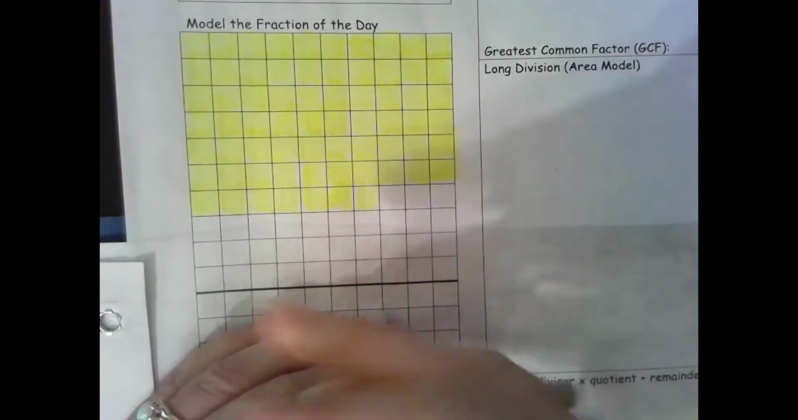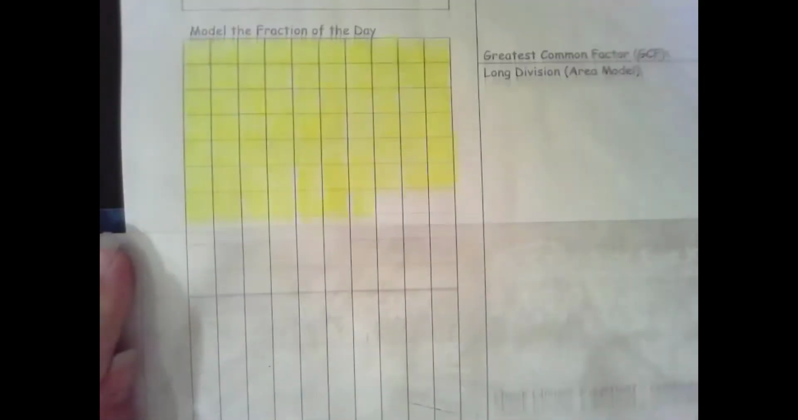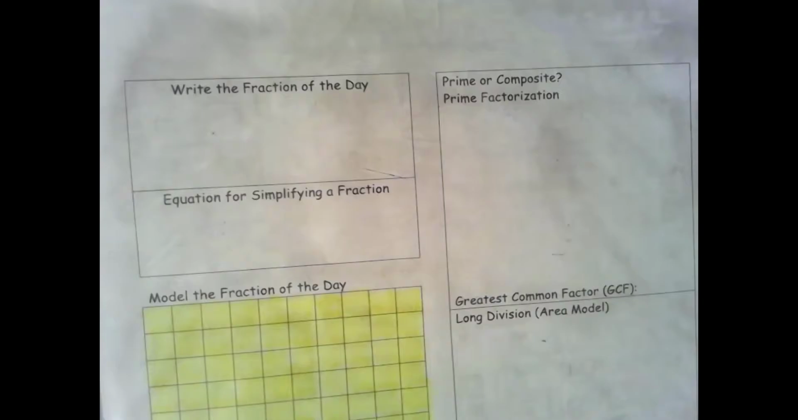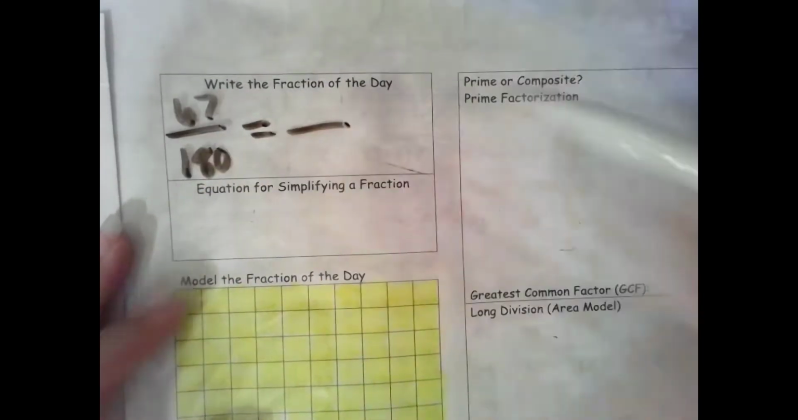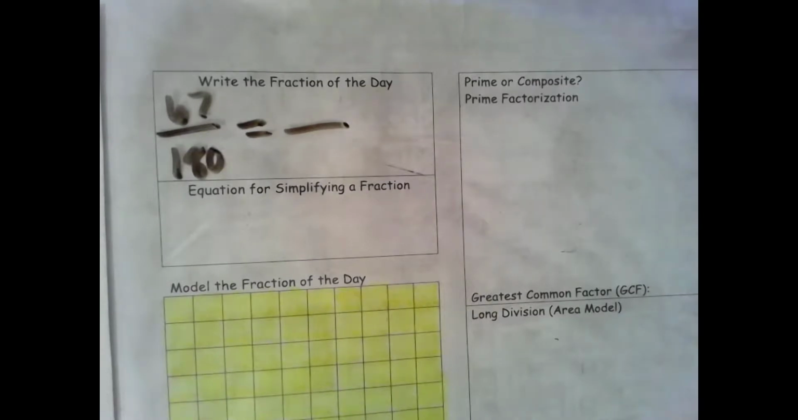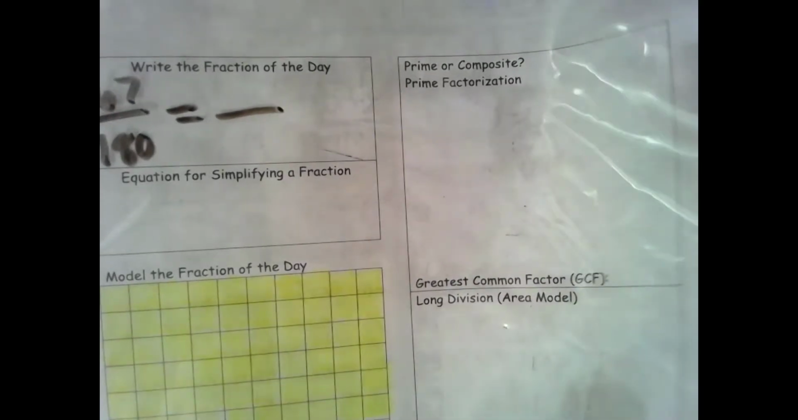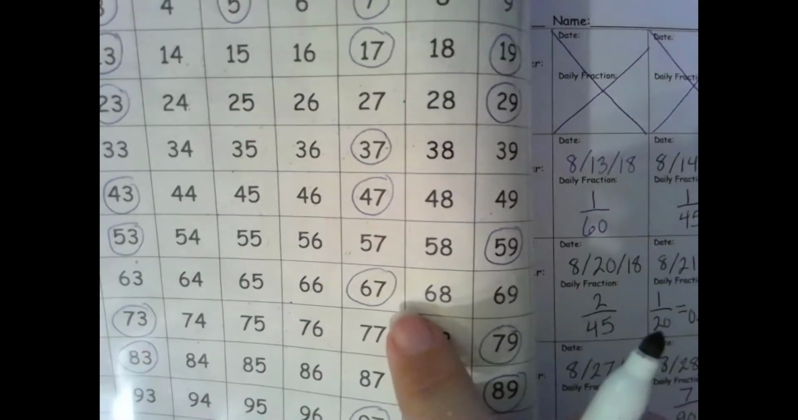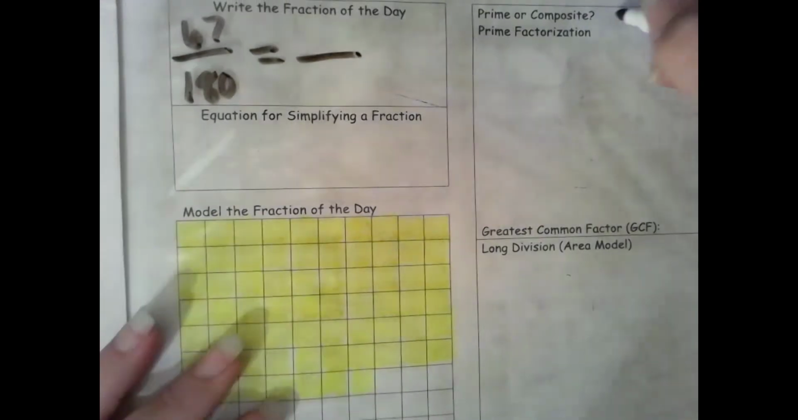All right, let's get down our beginning fraction. We have a total of 180 school days, and we are on day 67. So let's look at 67, see if it's prime or composite. Well, I know it's not even, so that won't help me. 6 plus 7 is 13, so it's not a multiple of 3. So I'm going to check on my prime number sieve. And yes, 67 is circled, so that means our numerator is prime.